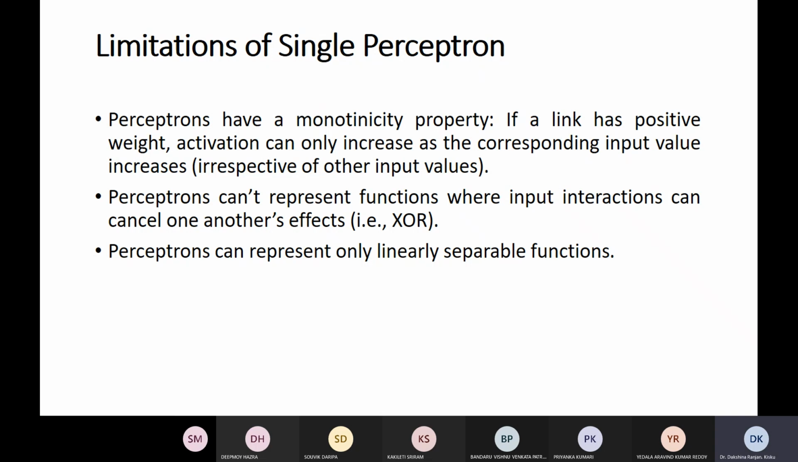Next, perceptrons can represent only linearly separable functions. That we saw in the last class: only the functions which are linearly separable can be represented.